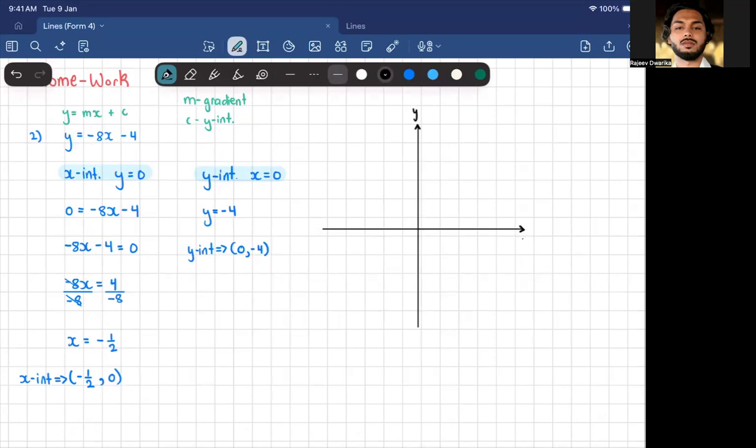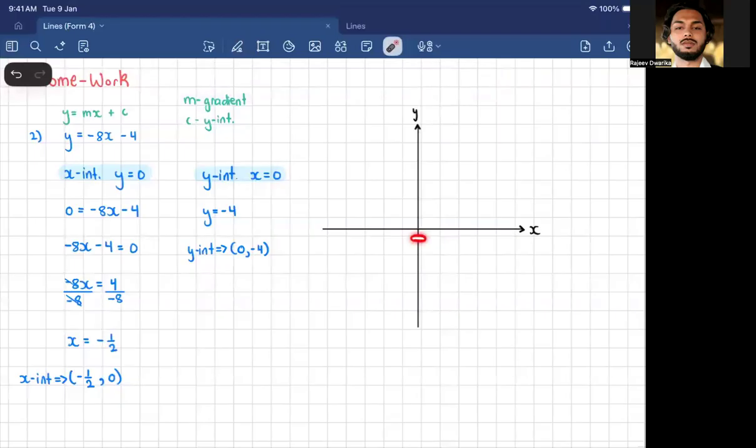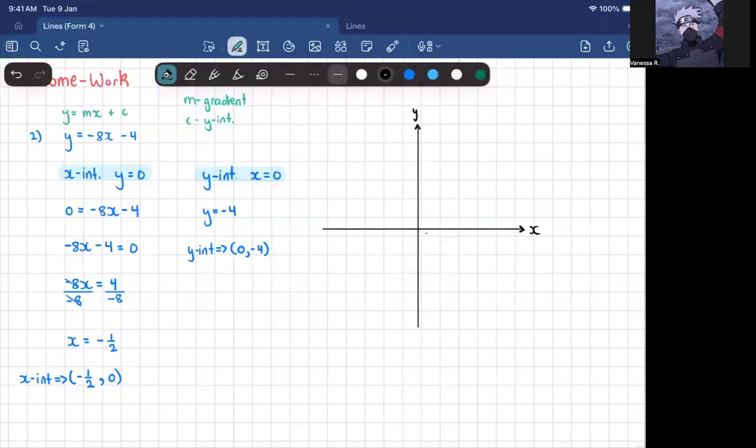This is the y-axis. This is the x-axis, right? Tell me, Vanessa, where does the line cut the y-axis? -4. Right. So don't you agree that I would have to put values over here? So we could just put this as -4. And can you tell me what the x-intercept is?